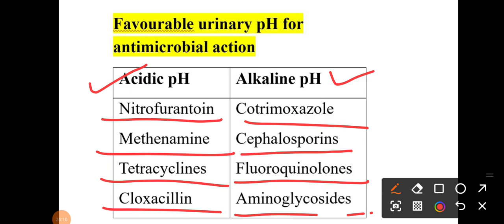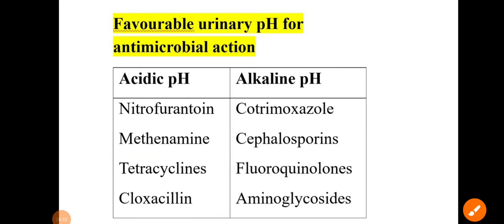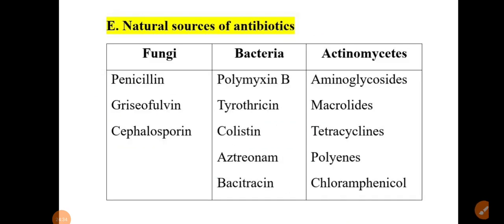There is one other antitubercular drug which is active in acidic pH. What is this? Please answer in the comments. Which drug from your antitubercular agents is active in acidic pH, around 5.5? Please name the drug in your comments. That is also very important.